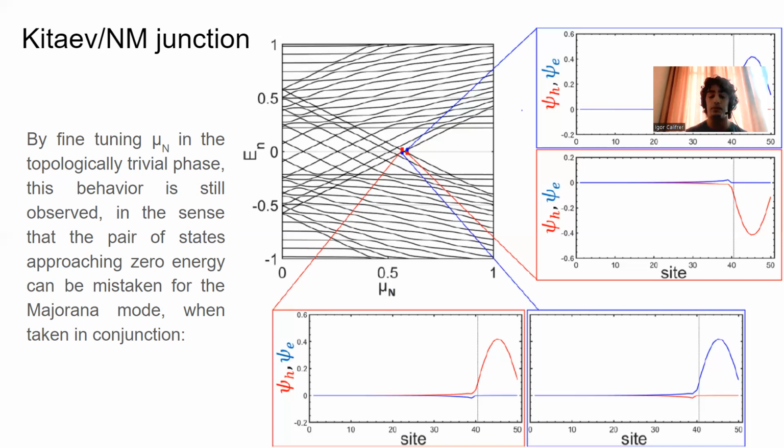And so if you identify these states as a pair, in a sense, they behave similarly to how the Majorana mode behaves. In the sense that the electron and hole components of the pair as a whole have the same absolute value. The same goes for the right side of the crossing, where there's also a sign shift, but the absolute value of the components is the same if you look at the pair of states as a whole.